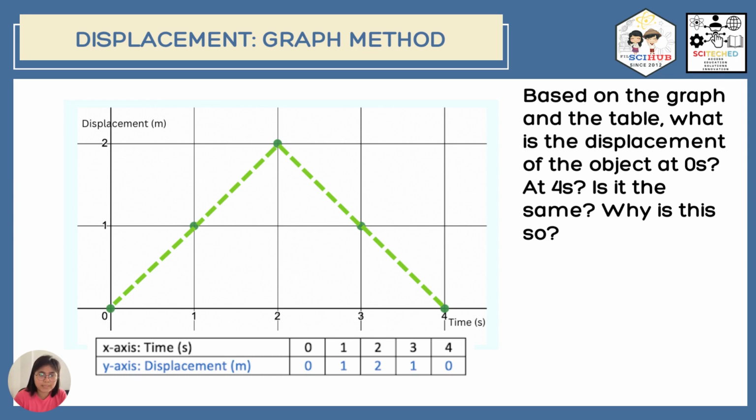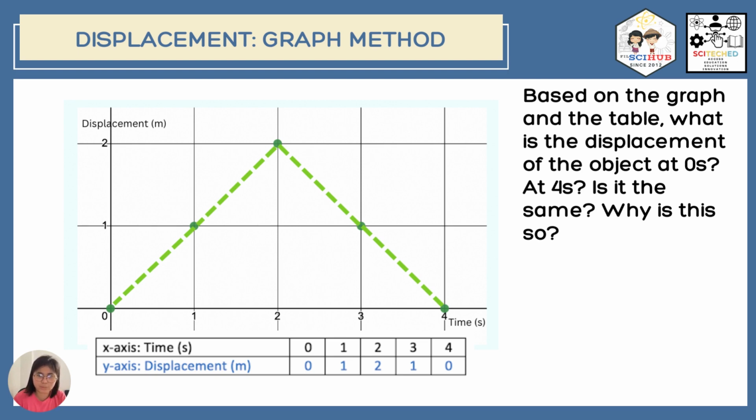So from this table and this graph, what is the displacement of the object at 0 seconds? So just look at time, then find 0, then look at where it is intersecting. So that is 0 meters. How about at 4 seconds? So time 4 seconds, where it is intersecting, that is 0 displacement as well. So therefore, it is the same.